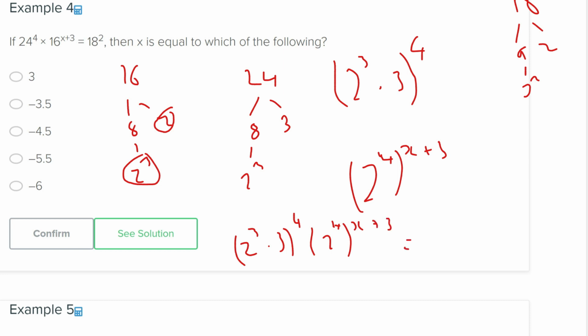And 18, as we saw, is 3 squared times 2, all to the power of 2. I haven't really changed anything. I've just changed the base number. I've changed 24 into 2 cubed times 3. I've changed 16 into 2 to the power of 4. And I've changed 18 into 3 squared times 2. Otherwise, I haven't really changed anything.